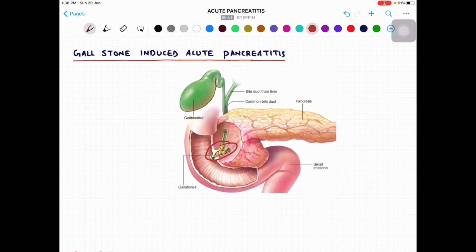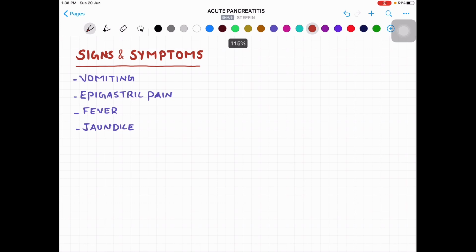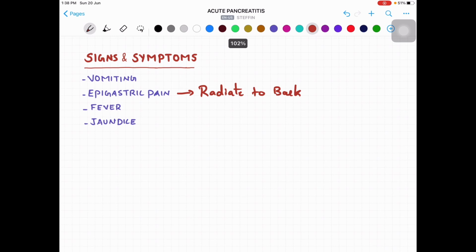So let's move on to the signs and symptoms. The signs and symptoms include vomiting, epigastric pain, fever and jaundice. The epigastric pain may radiate to the back. And in case of gallstone induced acute pancreatitis, the person may present with jaundice. So if you need to know more about jaundice and what the causes are, you can see the previous video.